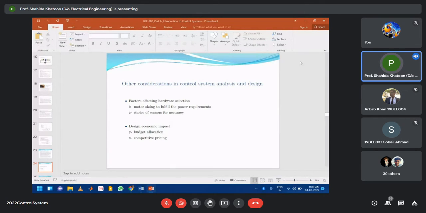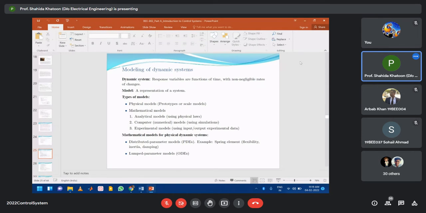Other considerations in control systems analysis and design are the factors affecting hardware selection, that is, motor sizing to fulfill the power requirement, choice of sensors for accuracy, and design economic impact, that is, budget allocation, competitive pricing, etc.